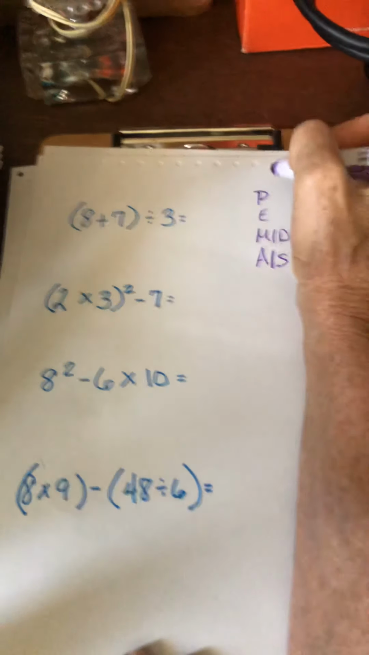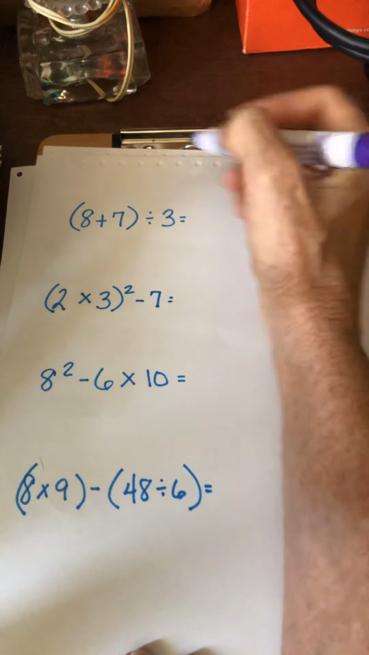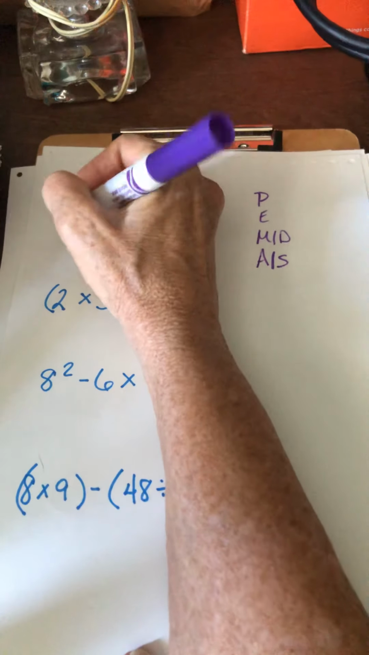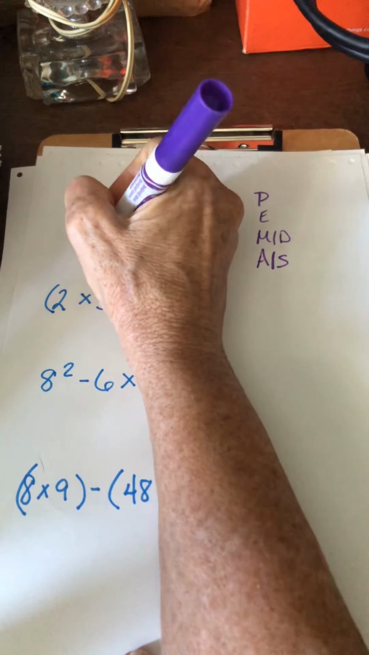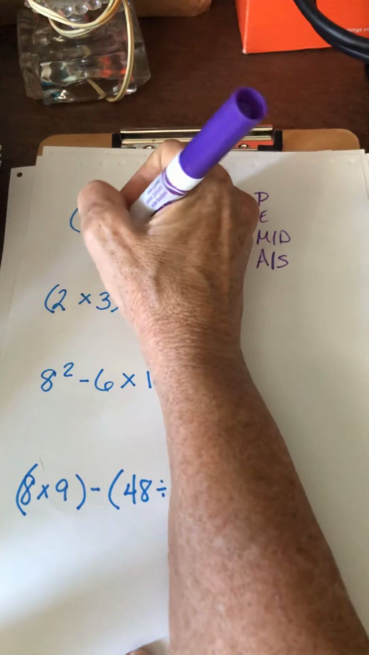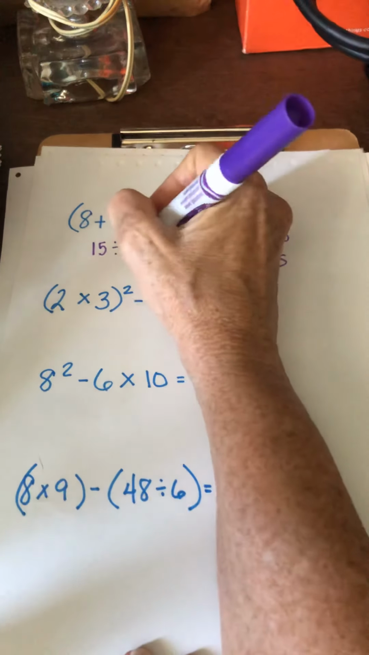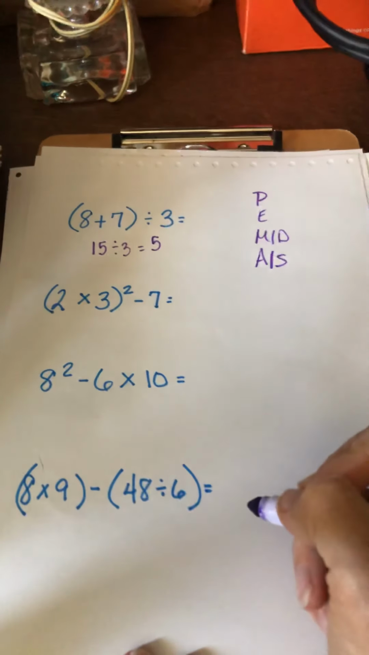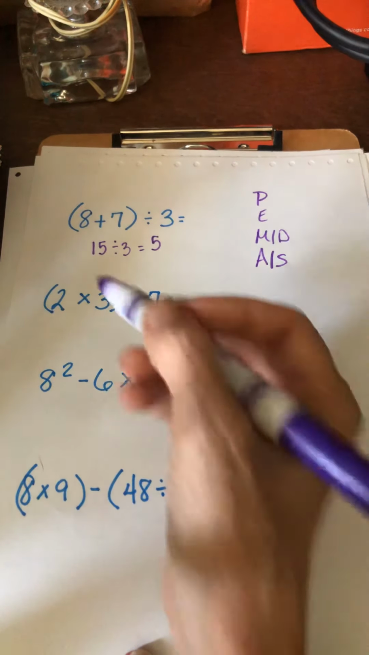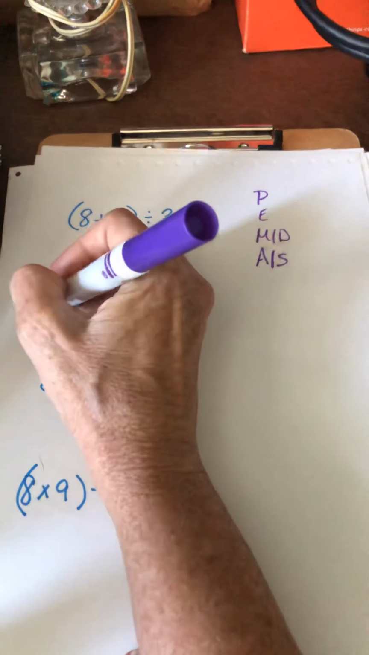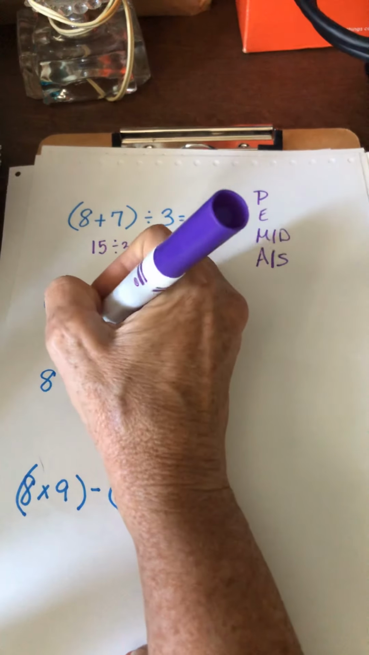Okay, so we're starting off kind of easy. First thing I need to do is see if I have any parentheses, and I do, 8 plus 7. So I do what's inside the parentheses. 8 plus 7 is 15 divided by 3, and 15 divided by 3 is 5. Now, I do what's inside parentheses because that's first. 2 times 3, 6.